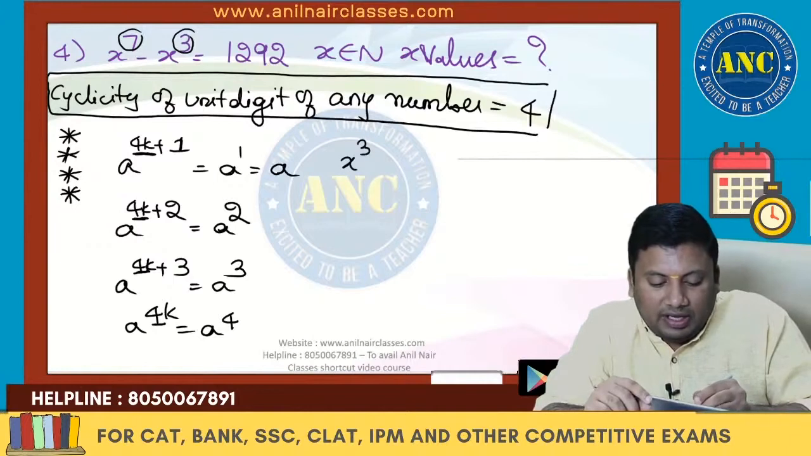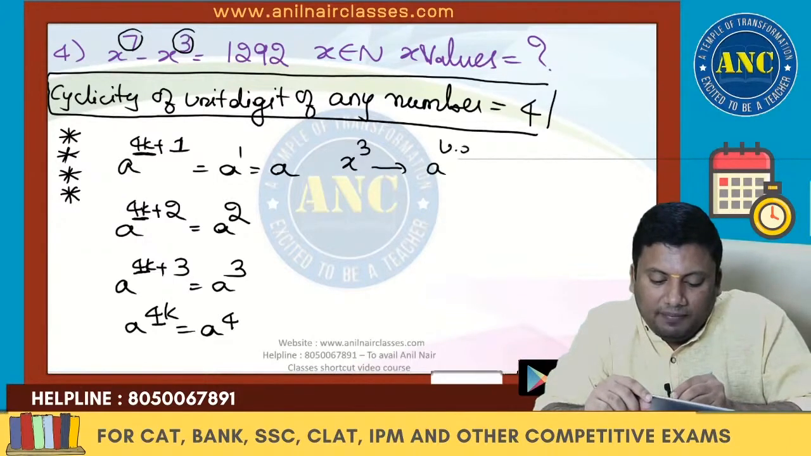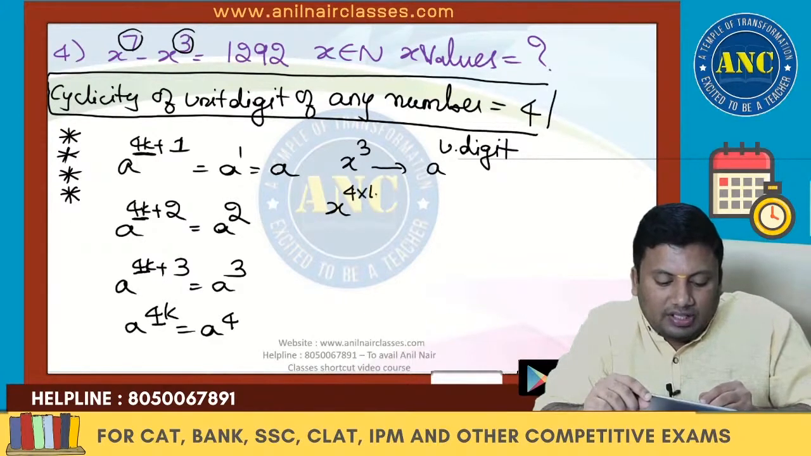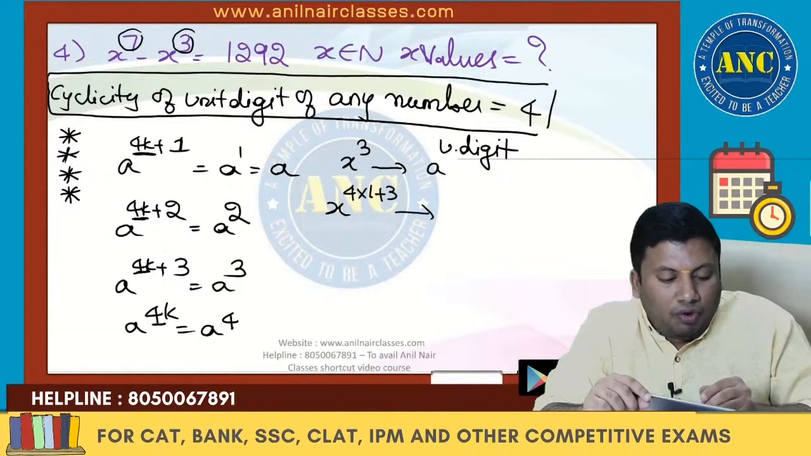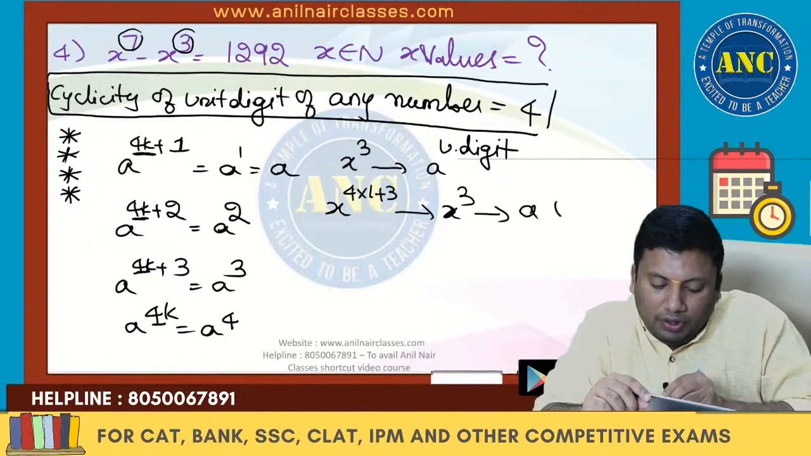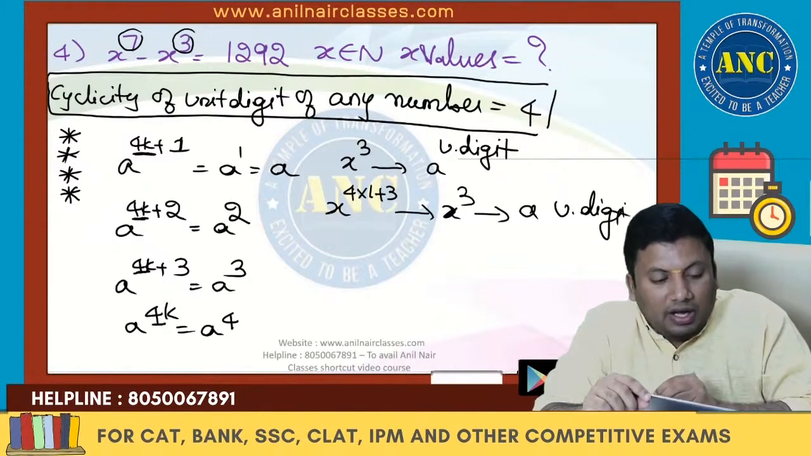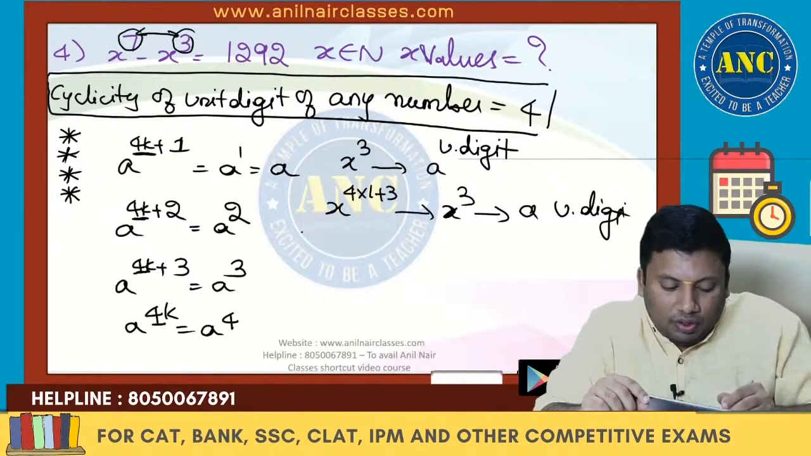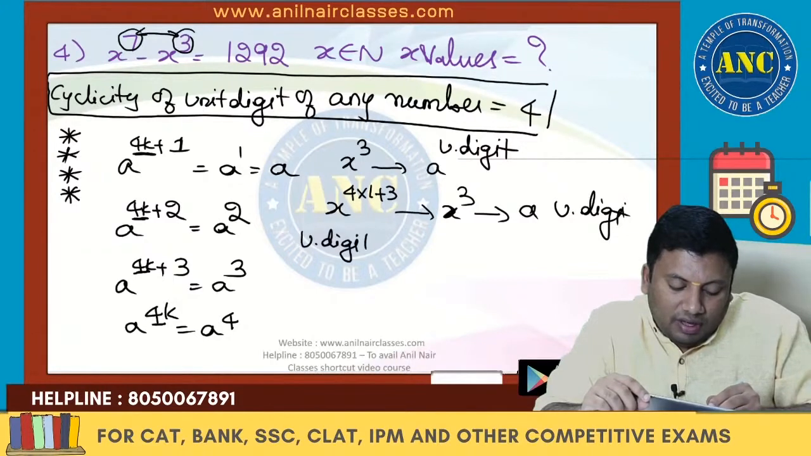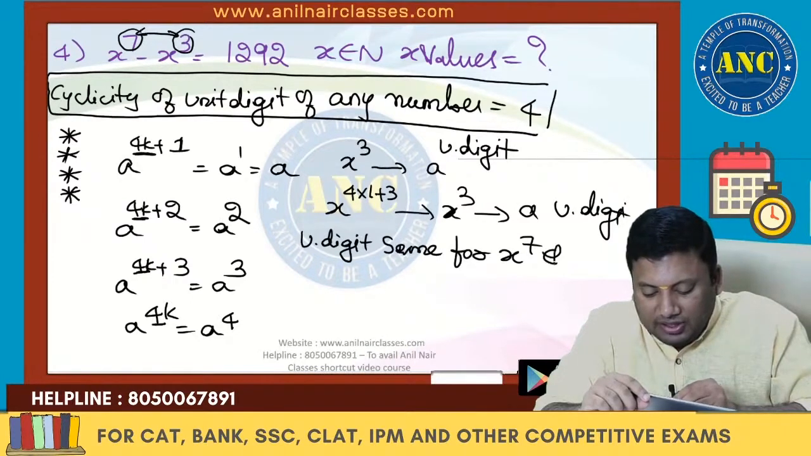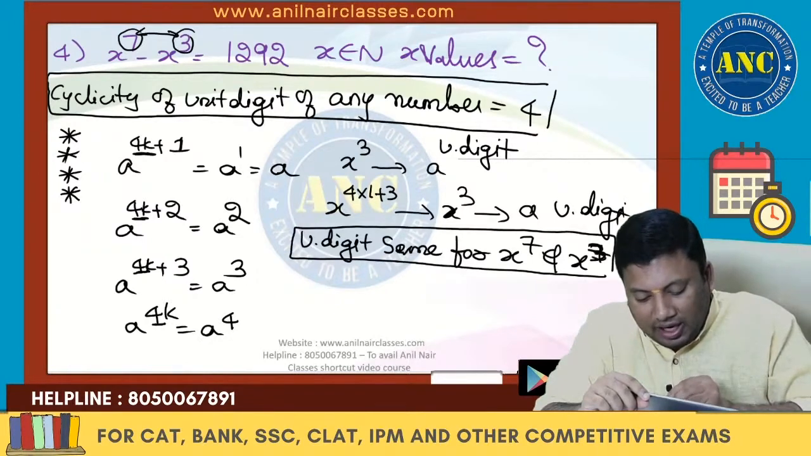That means if x cube unit digit is a, x power 7 is x power 4 into 1 plus 3, 4k plus 3, and its unit digit is again formed out of x cube unit digit, which is a. Because the difference between the powers is nothing but 4, the unit digit will be the same for x power 7 and x power 3.